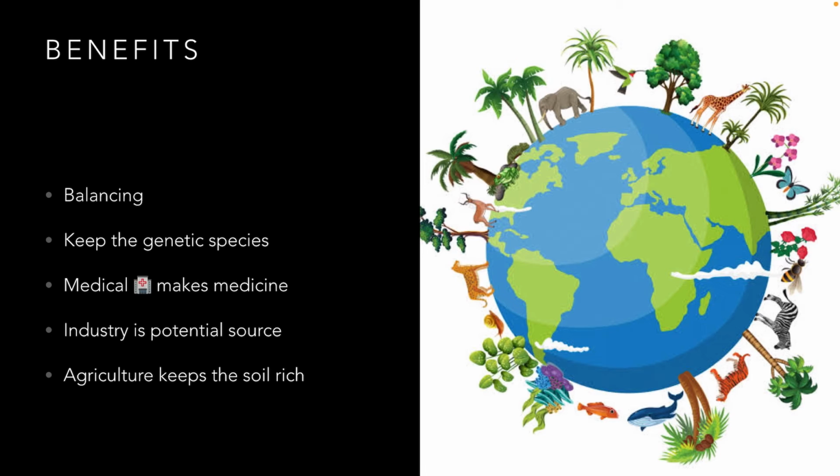Those are the benefits of biodiversity. The benefits are we can keep the balance, we can keep the genetic species, medicine makes the medicines, industry is a potential source, and agriculture keeps the soil rich. If the soil is rich, we can definitely grow a bunch of plants for all the humans and animals to eat. And we can also grow some beautiful flowers.